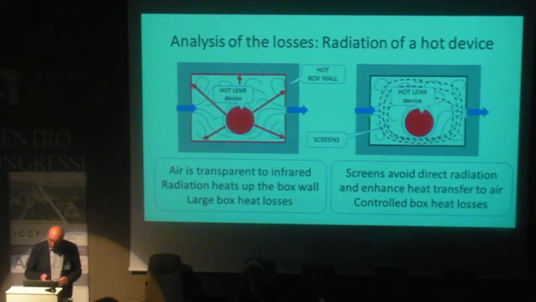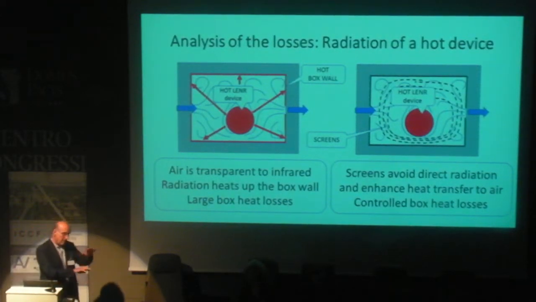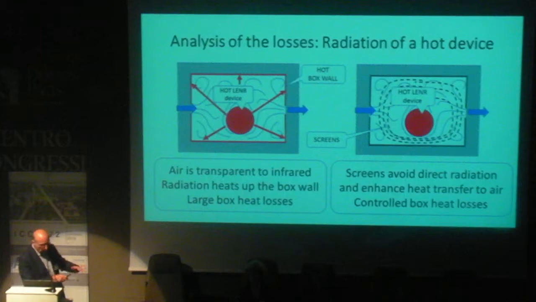You can control that if you put additional screens between this reactor and the airbox. So if this wall is not in direct view of the reactor, but sees intermediate screens, fins, whatever, you get more exchanges by convection and less by radiation.